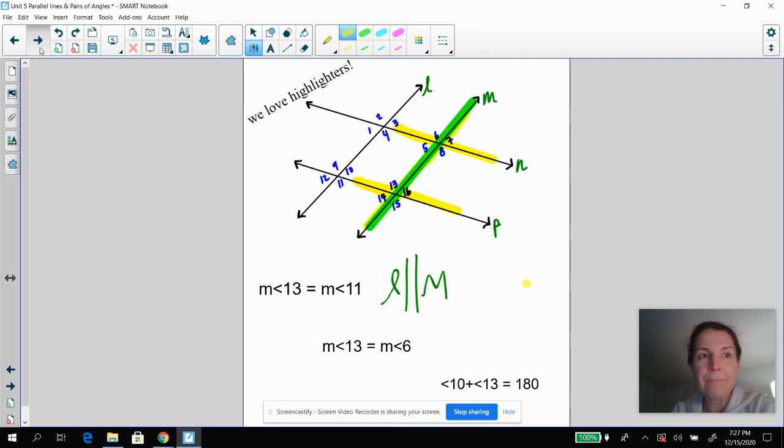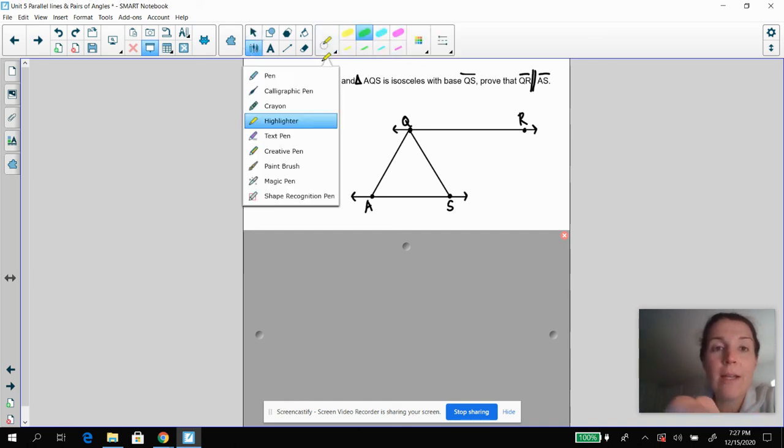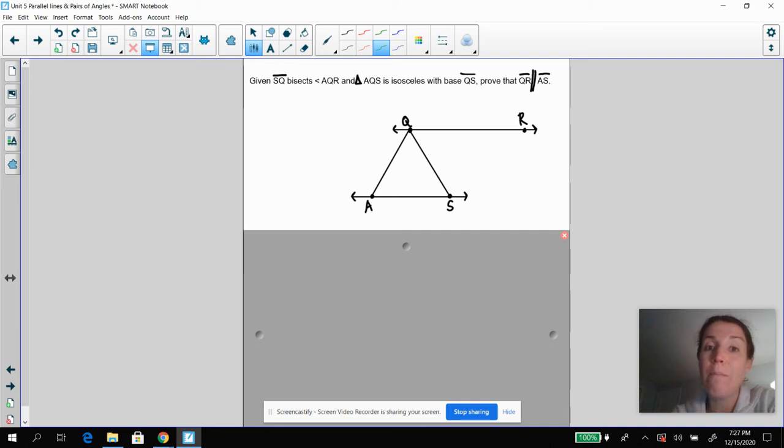All right, last little bit. I want you to just try this proof. Pause the video and try it. Okay, we're back. So we've got your given information. And so the given information is that SQ bisects angle AQR. So I know because of definition of bisector, I know that these two guys are going to be congruent to each other. And I know that triangle AQS is isosceles. But the base here is QS. So careful. The base is QS, which means that AQ and AS are congruent to each other.